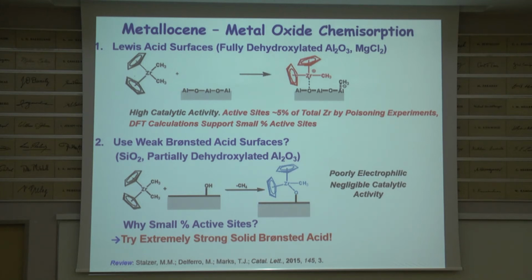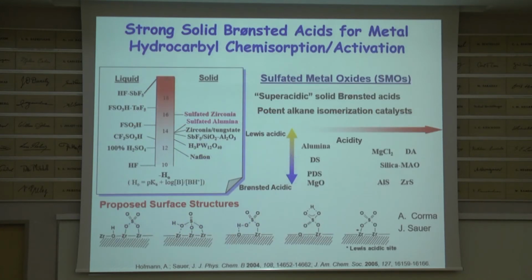And some of the students in the group said, I know the boss comes up with crazy ideas, but this is the craziest yet. But I convinced somebody to try it. And what we're going to look at are sulfated metal oxides. They're extremely powerful. Some people say super acidic Bronsted acids, and some reviewers say there's no such thing as a super acidic Bronsted acid. So somewhere in between. They probably have structures like this.